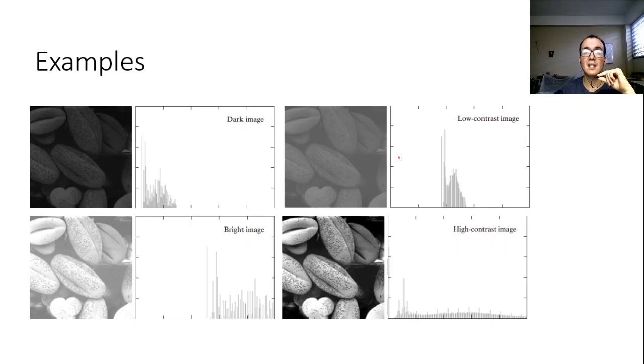In this third example, we are seeing a low contrast image. In this image, as we can see, there are several pixels with a kind of medium gray level. So in the histogram, we can visualize that all the values of the pixels are concentrated exactly in the middle of the histogram. And this is a low contrast image because we don't have a uniform distribution of these pixels.